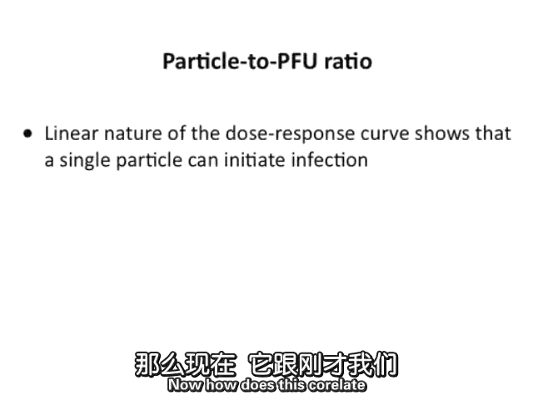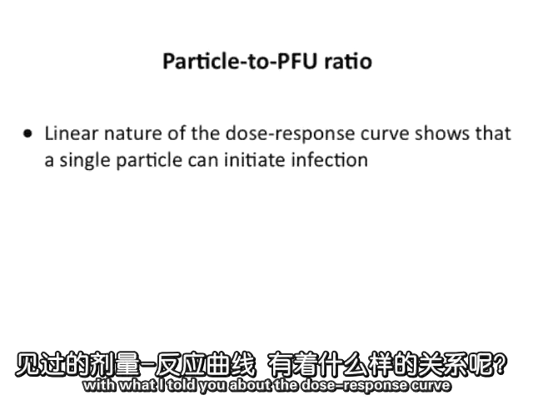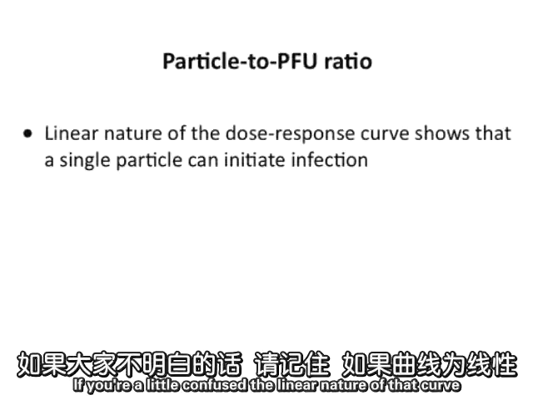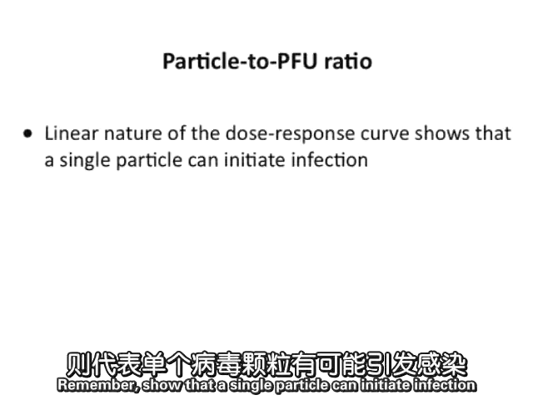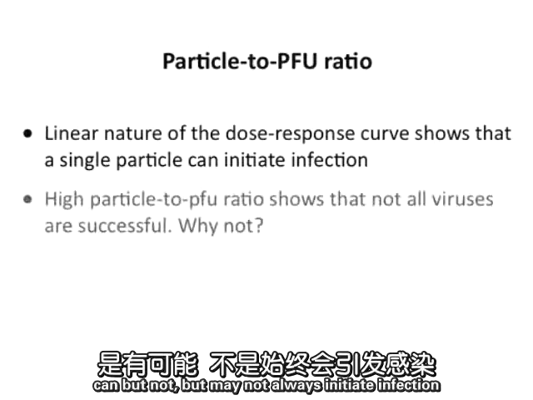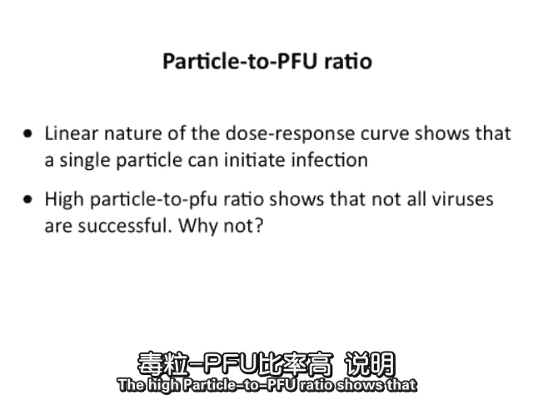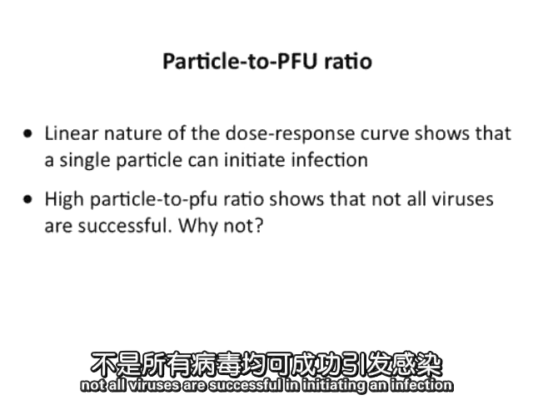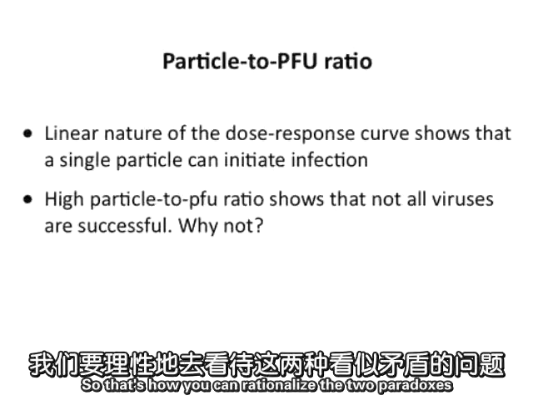Now, how does this correlate with what I told you about the dose-response curve? If you're a little confused, the linear nature of that curve, remember, showed that a single particle can initiate infection. Can, but may not always initiate infection. The high particle to PFU ratio shows that not all viruses are successful at initiating an infection. So that's how you can rationalize the 2 apparent paradoxes.